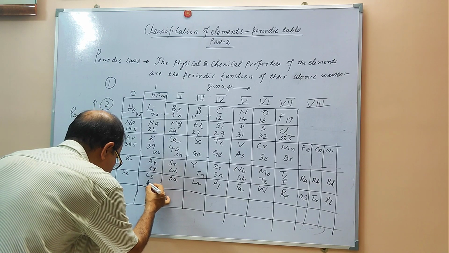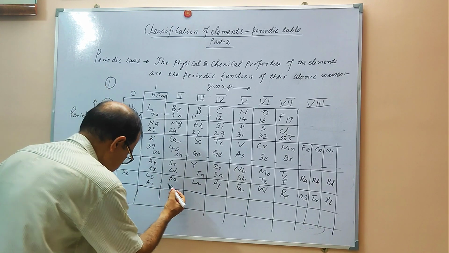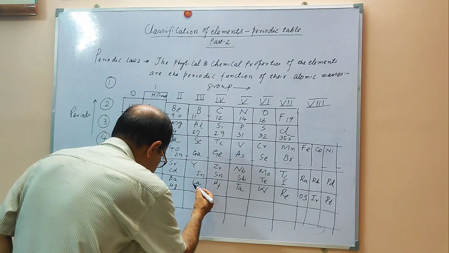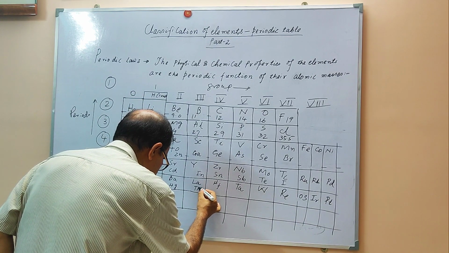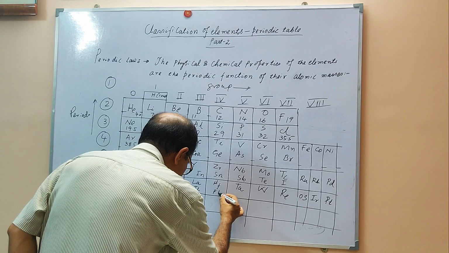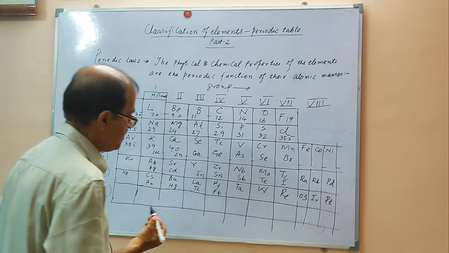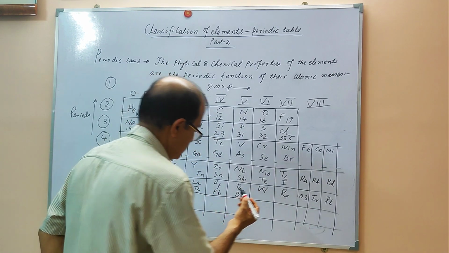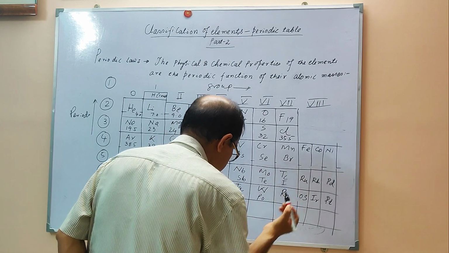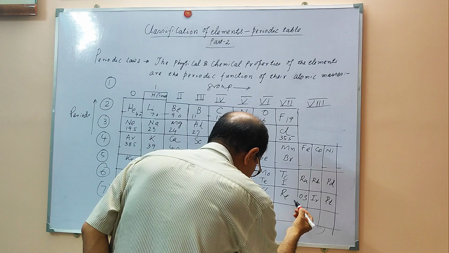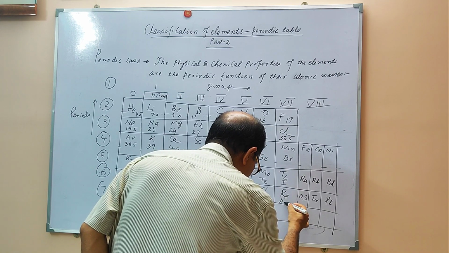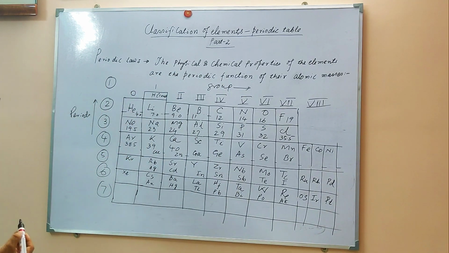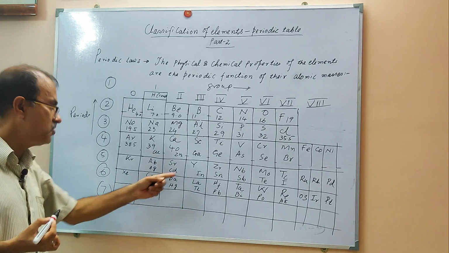After the platinum, here Au, gold, then Ag, mercury, then helium, Pb, bismuth, then polonium, and astatine. So these are all the elements in the 6th period.